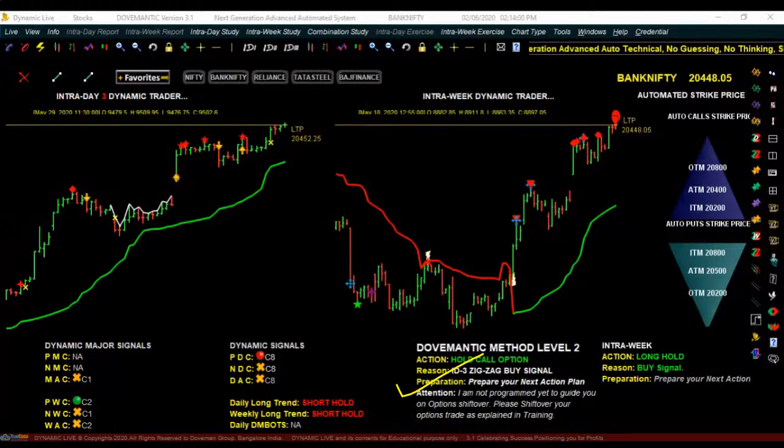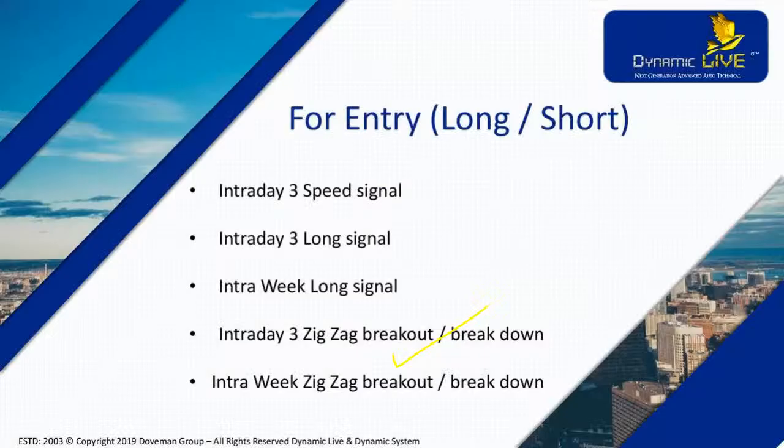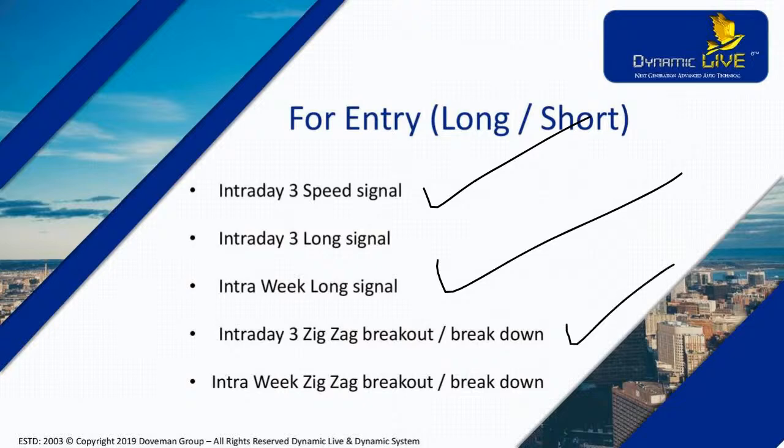Now, these are all the benefits. But when this action has to give you an entry or an exit, there are some multiple signals at work here. Which are these multiple signals? Let's have a look. When it comes to giving you an entry, these are all the multiple signals, like we have the intraday 3-speed signal, the long signal, the zigzag breakouts and breakdown. Multiple signals are at work.